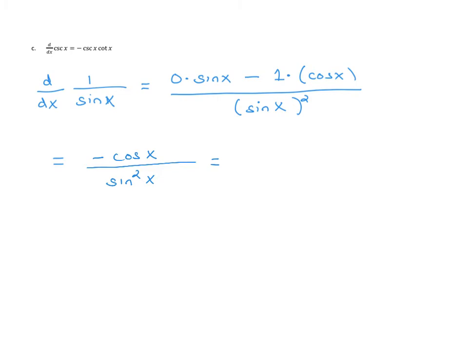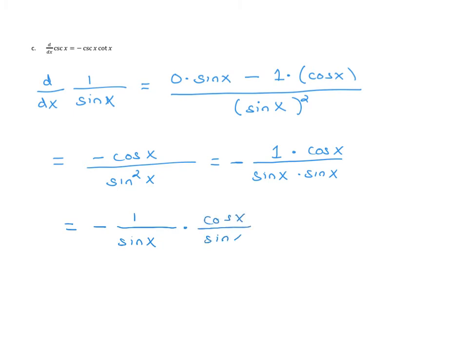Well, let's see, in the top, I can actually just remove the negative from the whole fraction. So it's negative whatever my fraction's equal to. The denominator is sine of x times sine of x, and the numerator is 1 times cosine of x. 1 over sine is cosecant. Cosine over sine is cotangent. So we have negative 1 over sine of x times cosine of x over sine of x. These are the definitions of cosecant and cotangent. That proves our identity.